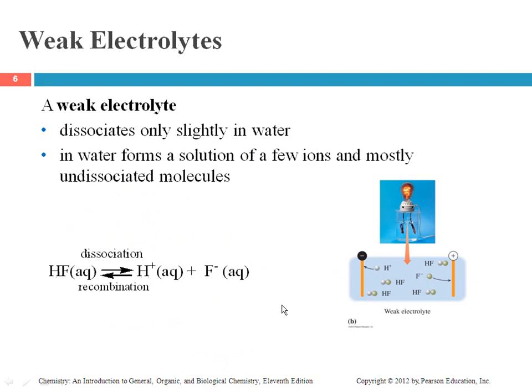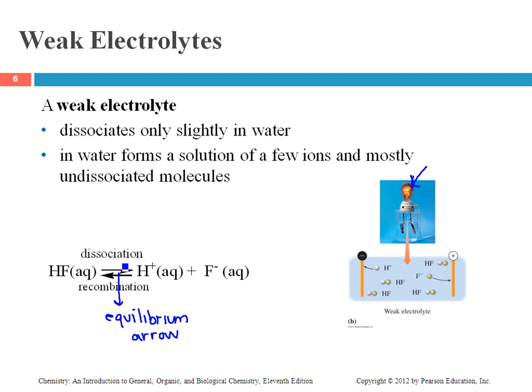Weak electrolytes dissociate only slightly in water. So we still see that our light bulb is giving off a little bit of light here, okay, but not near as much as our strong electrolyte. And they only will dissociate slightly. And so what happens is you actually get, this is called an equilibrium arrow. Okay, whereas previously we had a single arrow, 100% dissociation. For a weak electrolyte, we don't have 100% dissociation.